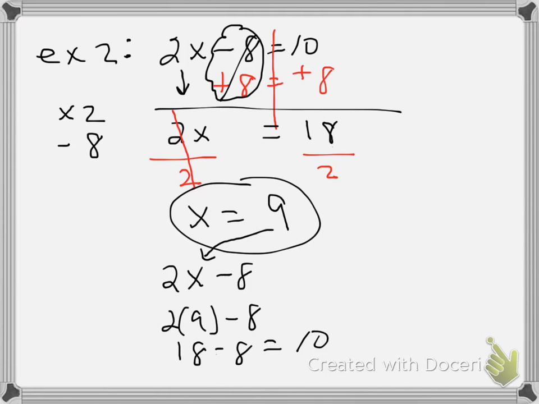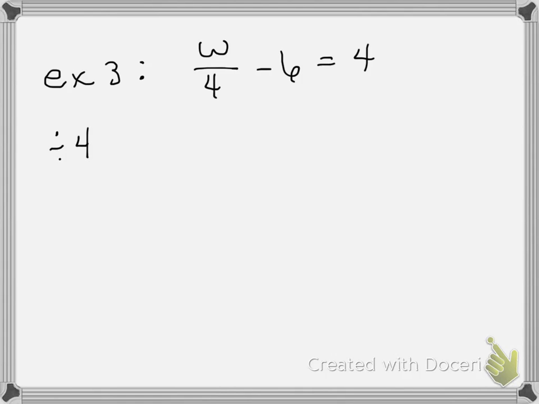All right, let's try another one. All right, let's make this a little bit fun. Let's try this example 3. What if we have this? All right, so again, we're going to do the same process. What's my variable? Well, my variable is w now. And what's being done to w? Well, it's being divided by 4, and it's also being subtracted by 6.